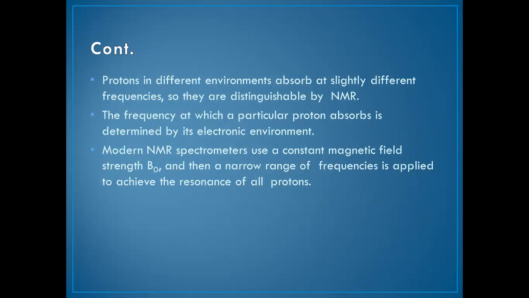Protons in different environments absorb at slightly different frequencies, so they are distinguishable by NMR. The frequency at which a particular proton absorbs is determined by its electronic environment. Modern NMR spectrometers use a constant magnetic field strength V0 and then a narrow range of frequencies applied to achieve the resonance of all protons.